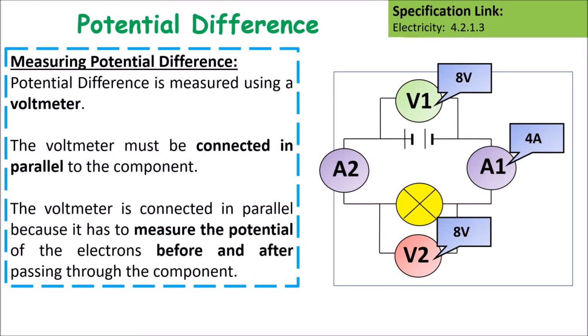Potential difference is measured using a voltmeter. The voltmeter must be connected in parallel to the component. The voltmeter is connected in parallel because it has to measure the potential of the electrons before and after passing the component.